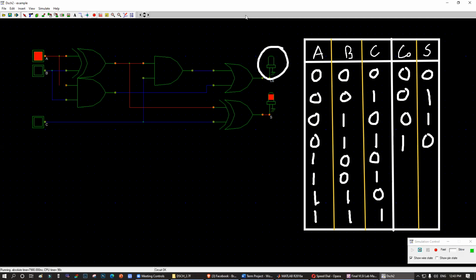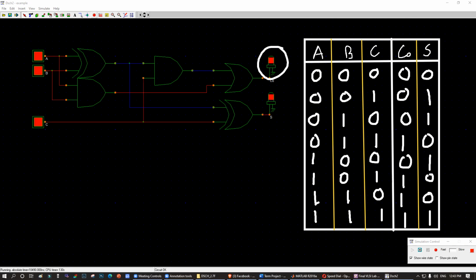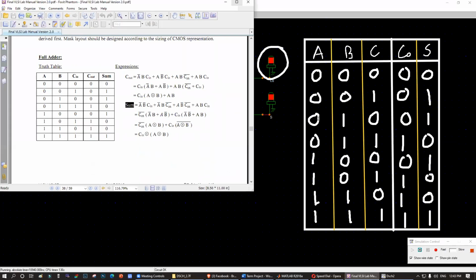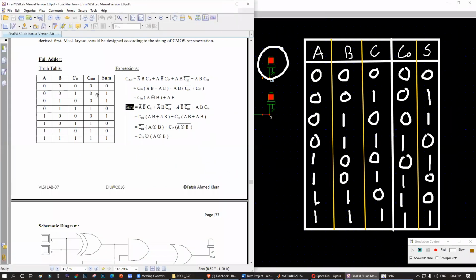So I'm going to write 0 and 1. 101 gives 1 0. 110 gives 1 0. CO is first, right? Then 111. What should be the result? 1 1. Is it completely matched with your logic circuit? Yes, sir. That means the truth table you have here, does it match?